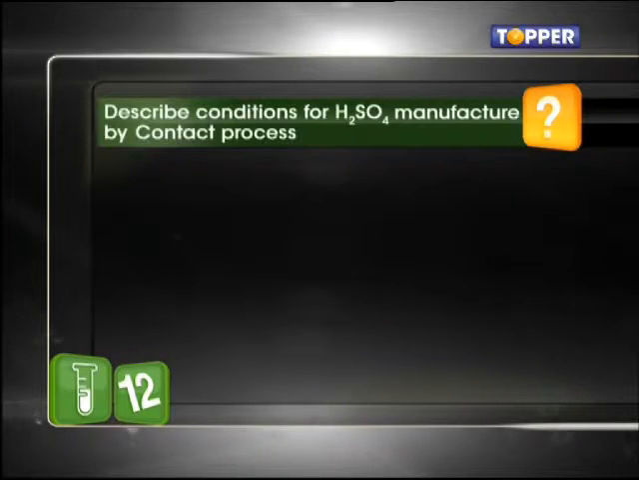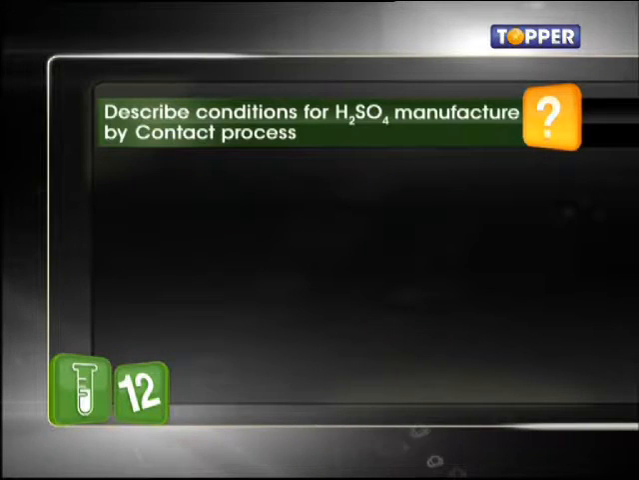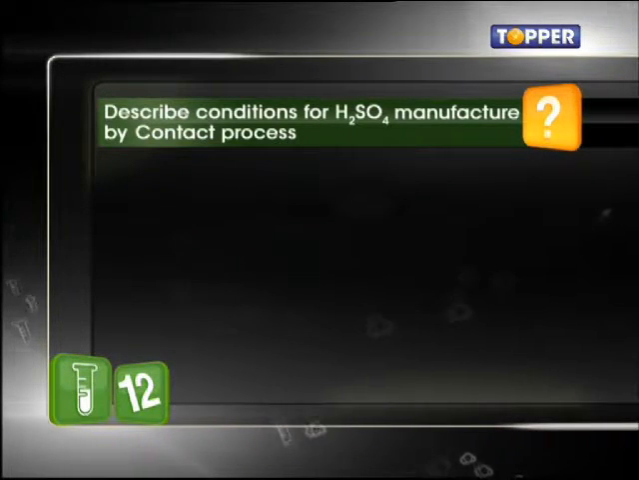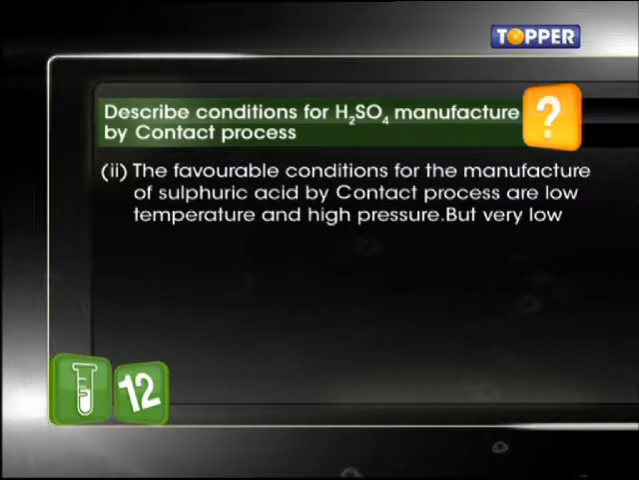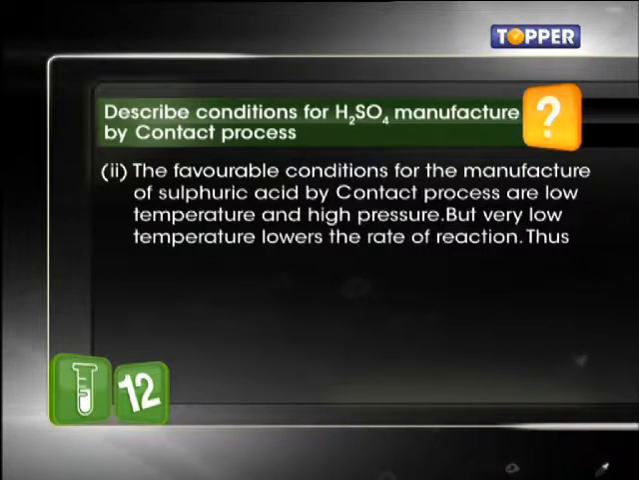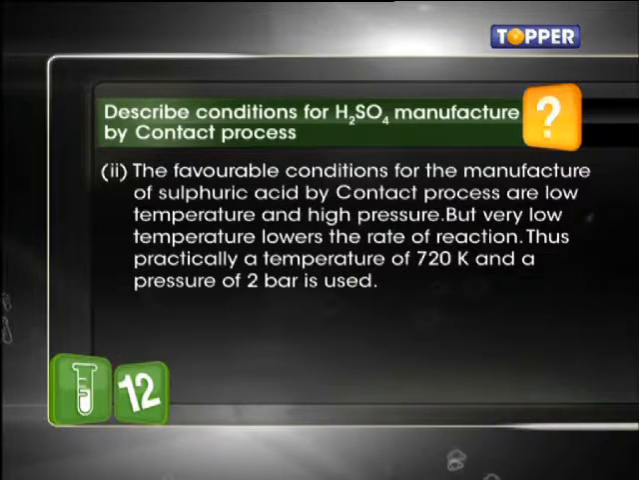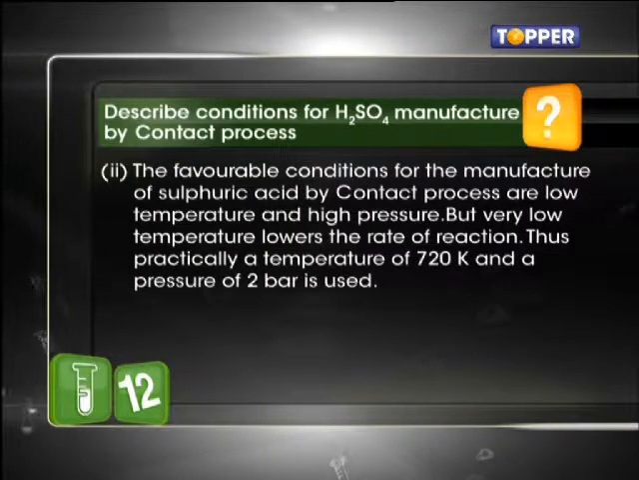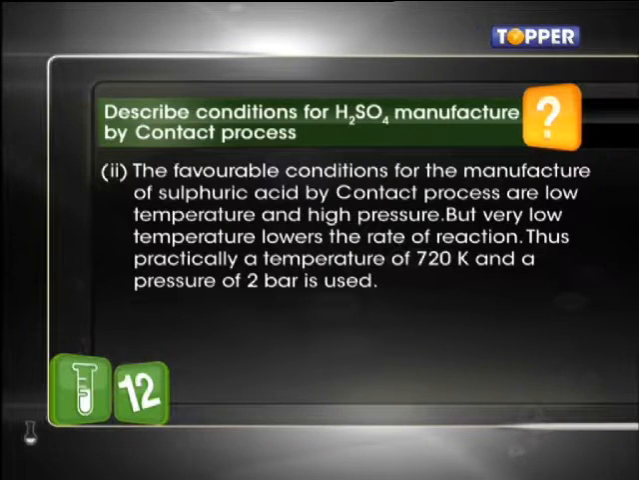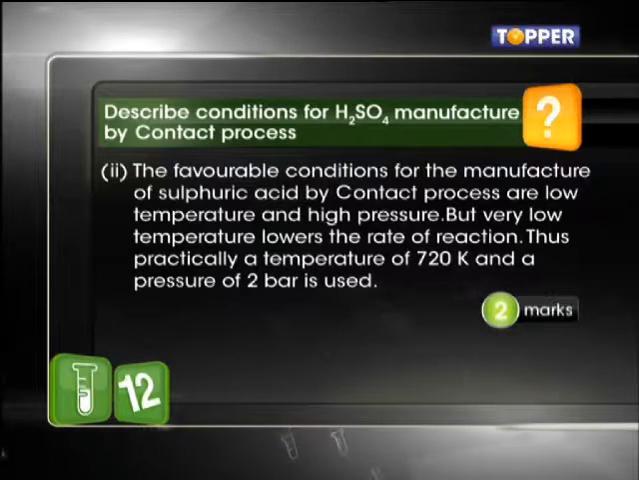2. Now we have to tell about the favorable conditions for the manufacture of sulfuric acid by contact process. So the conditions are low temperature and high pressure. But very low temperature lowers the rate of reaction. Thus, practically a temperature of 720 Kelvin and a pressure of 2 bar is used. You will get 2 marks here, 1 mark for each answer.